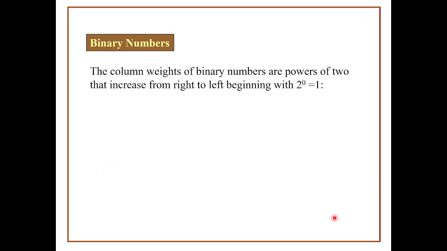Binary numbers. The column weights of binary numbers are powers of 2 that increase from right to left, beginning with 2 to the power 0. So again, we begin with 2 to the power 0 for binary numbers. As I mentioned previously, here we also have 2 to the power 0, 2 to the power 1, 2 to the power 2, 2 to the power 3, 2 to the power 4, up to 2 to the power 5. So we count from right to left.